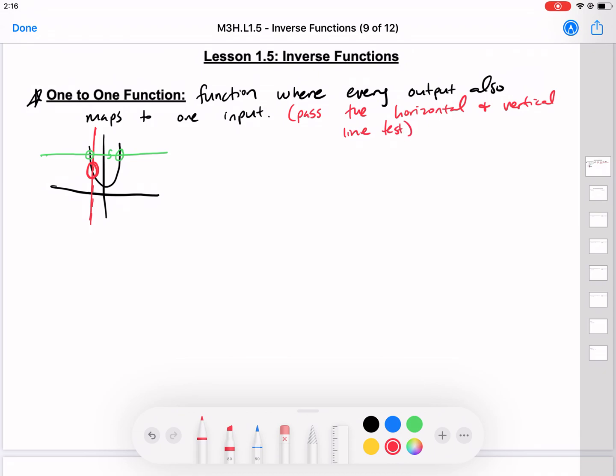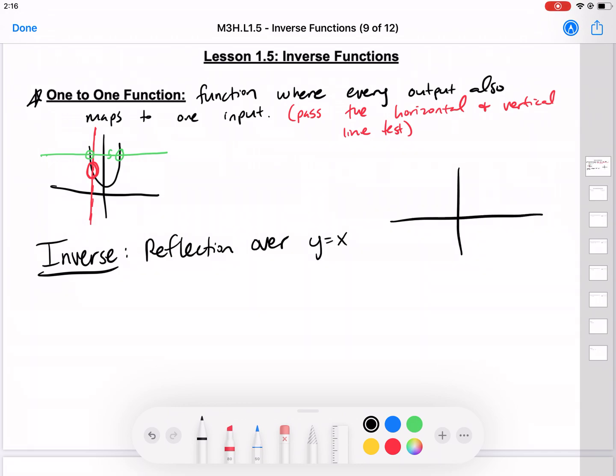So let's talk about now the definition of an inverse. An inverse, by definition, is a reflection over the line y equals x. Okay, so if I had a graph, let's just do another quadratic, even though we know it's not a one-to-one function. If I went ahead and reflected it over the line y equals x, you're going to get a graph that looks kind of like this red graph.